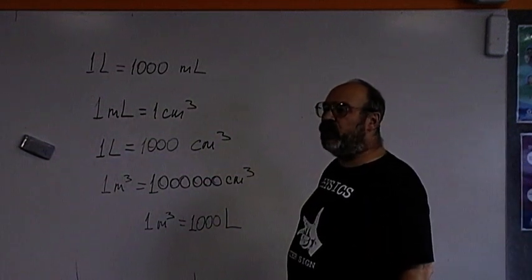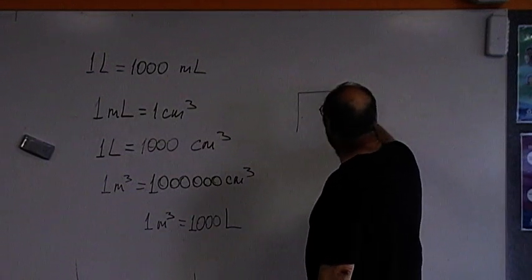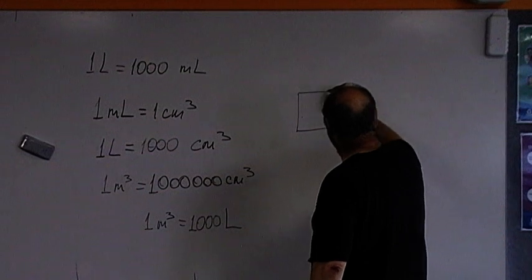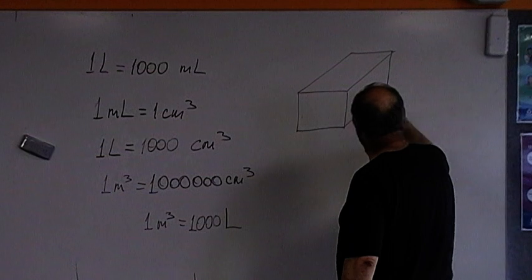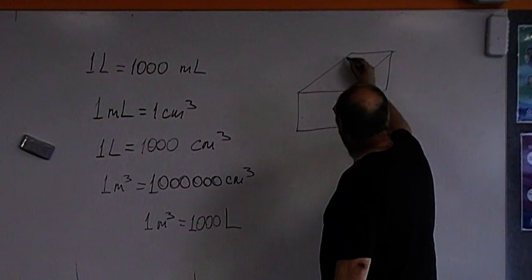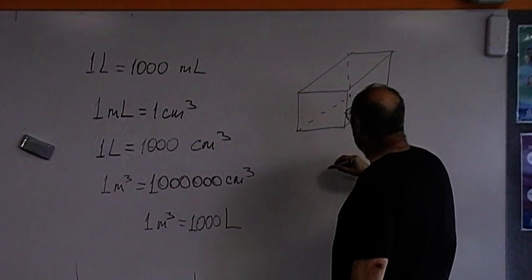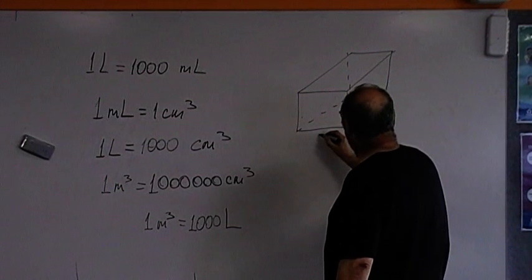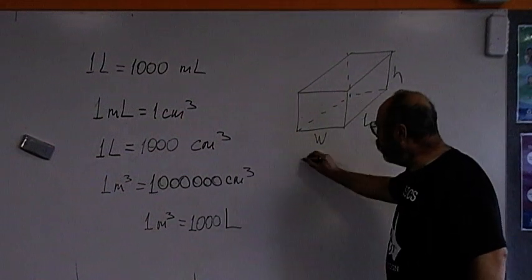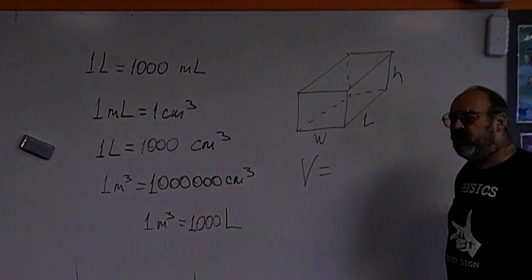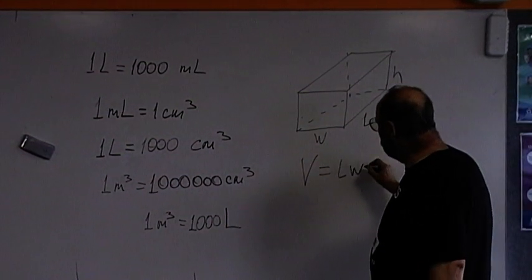Question: how do we calculate the volume of a rectangular prism? We have three dimensions: length, width, and height. What will be the volume of this prism? Length times width times height.